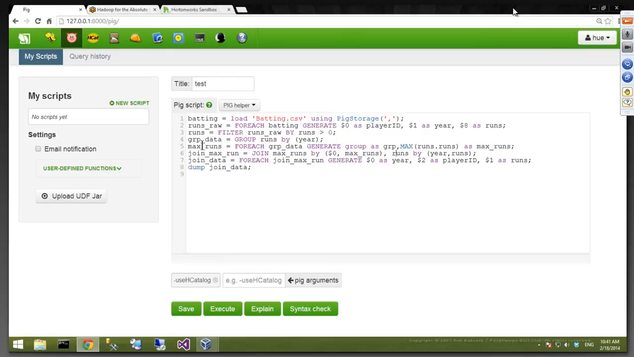So we're going to take the aggregate, join it by runs, and once we have the aggregate, we're doing that so that we get the player ID of who hit the most. And once we have the player ID for who hit the most runs, then dump join data to the console.